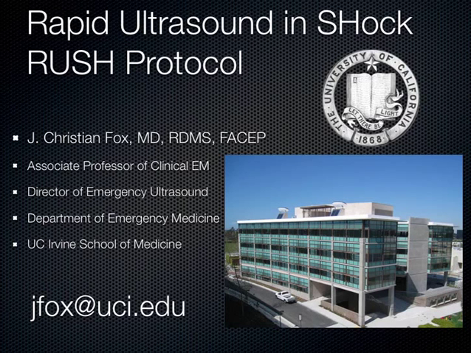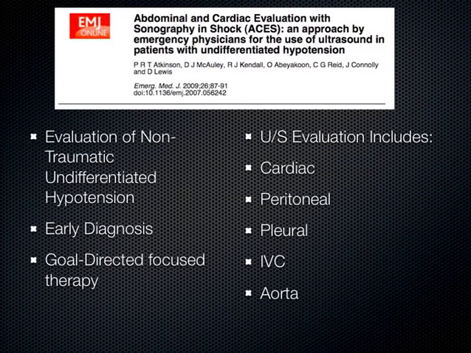So this particular topic that we're going to be going through is called the Rush protocol, or rapid ultrasound and shock. And basically, there's many different ways to evaluate somebody who's got undifferentiated hypotension using ultrasound. One group recently came out with this paper called Abdominal and Cardiac Evaluation with Sonography and Shock, or ACES, basically using ultrasound in the setting of undifferentiated hypotension to try to pick up an early diagnosis and then guide the therapy in a goal-directed way.